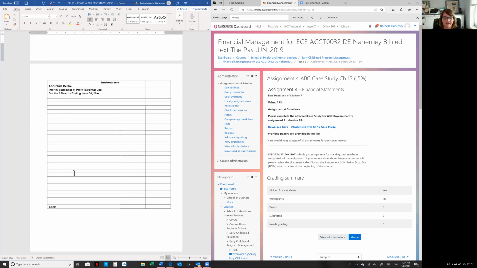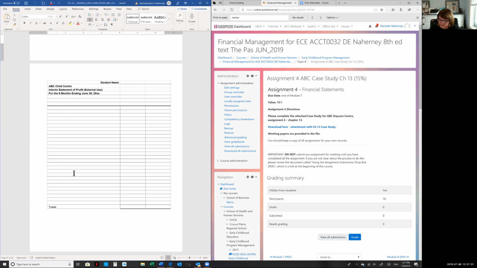So there are 2 types of financial statements. There's an income statement or a statement of profit, and there's a balance sheet. We're not doing the balance sheet yet. We're just doing this one extra statement. And I'm going to show you textbook, chapter 13. So you're going to read through chapter 13 and you're going to see, it's on page 233, essentially what we're doing here.